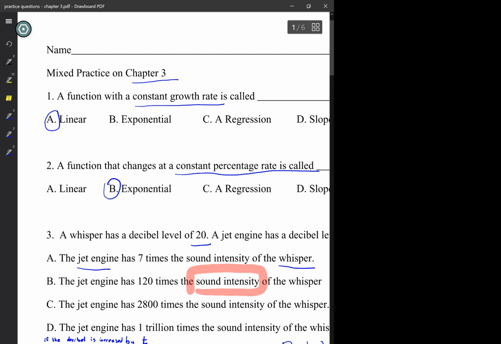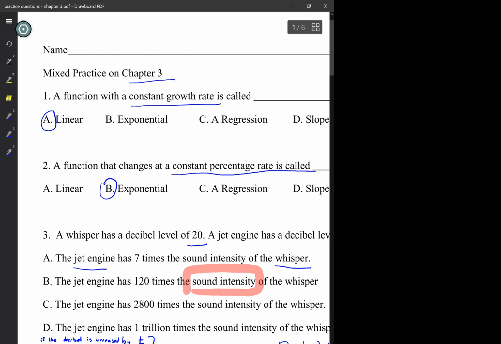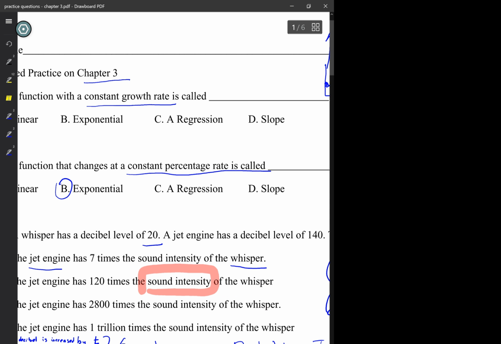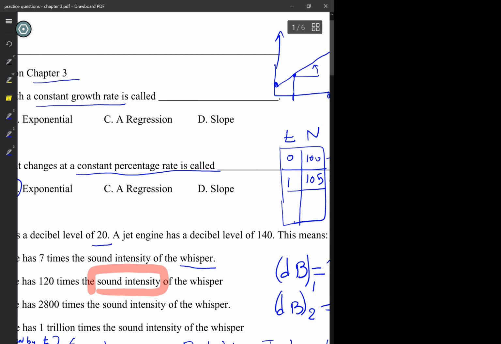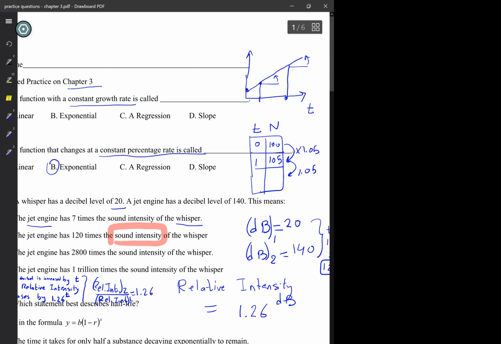So the answer would be relative intensity 2 divided by relative intensity 1 is equal to 1.26 raised to the power 120. Okay. I'm still new to this, so.